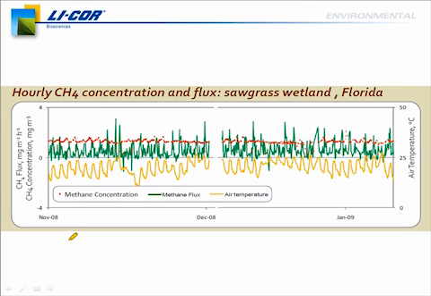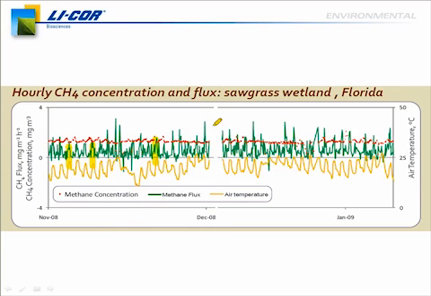And what we see here that's interesting is that methane fluxes are correlated very closely to air temperatures. And so again, you'd expect that as temperature increases and things get warmer in the soil and the microbes are more active, we see higher concentrations of methane coming out of the soil, and we see positive methane fluxes from the ecosystem. So that's again an example from mid-November through mid-January.